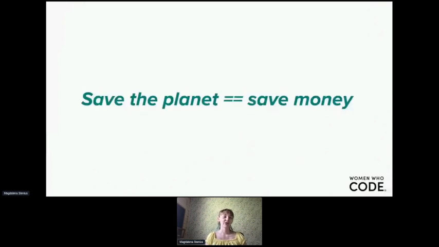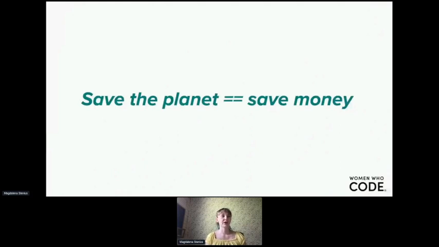If you're not completely sold to the idea of saving the planet yet, maybe you are in a business decision-making role, or you need to convince the business decision makers in your company, then you can always reason that saving the planet, or actually optimizing your software, optimizing your machine learning models in a way that they become more energy efficient, is also a great way of saving money.